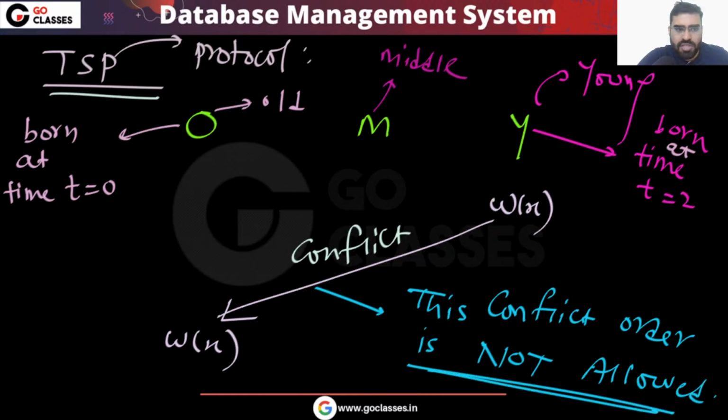This conflict order is not allowed. Is this clear? Similarly, for example, maybe this is reading, maybe this is reading, this is also a conflict: read x, write x. This conflict order is not allowed. Maybe this is writing, this is reading, maybe this is writing, this is reading, this conflict order is also not allowed. Okay, so these are not allowed.